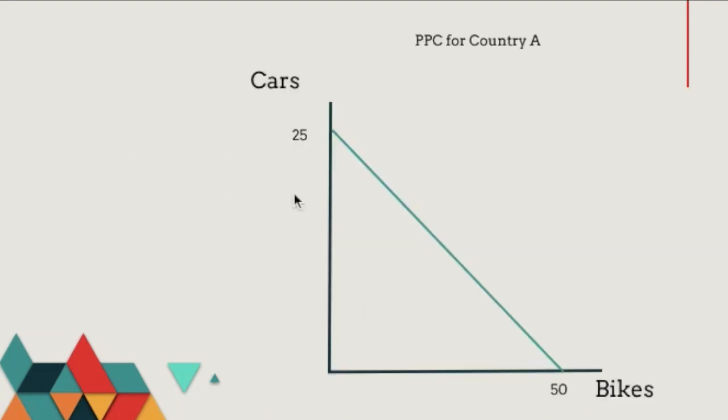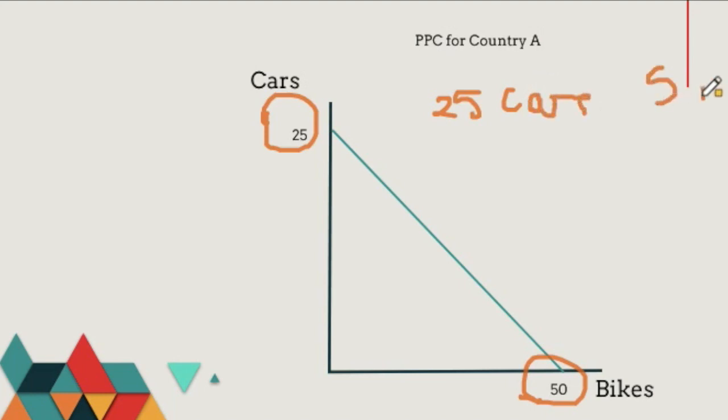With the PPC, we can also illustrate the opportunity cost associated with these trade-offs. For example, going back to the country A example, if a country decides to produce only cars, it's going to be giving up 50 bikes. So the opportunity cost of producing 25 cars is going to be 50 bikes. We can also simplify this and say 25 cars is giving up 50.